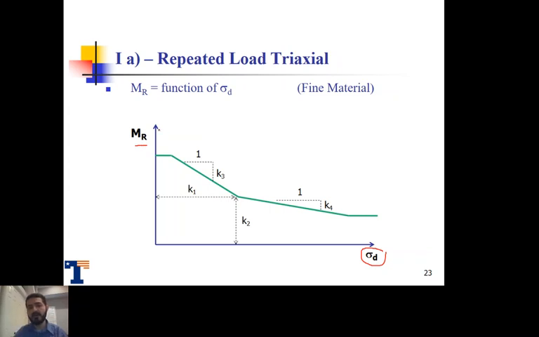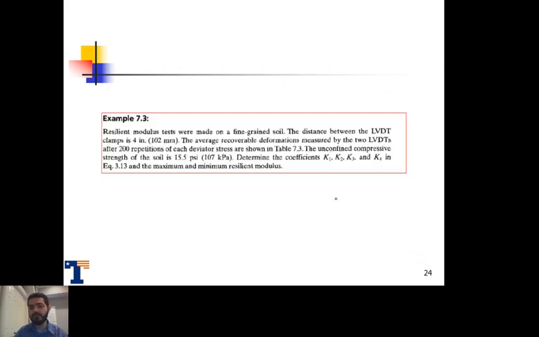So what we have here, we typically have more than one relationship. We start with the maximum number for the resilient modulus, we have a minimum number for the resilient modulus, and then we have two curves or two lines here. The first line was defined by a slope of K3 and an intercept of K1, and we have K2 and K4. So same thing, we're going to do the same exact type of testing.